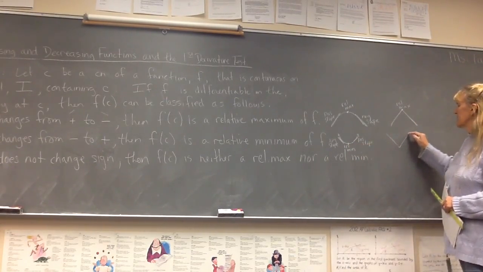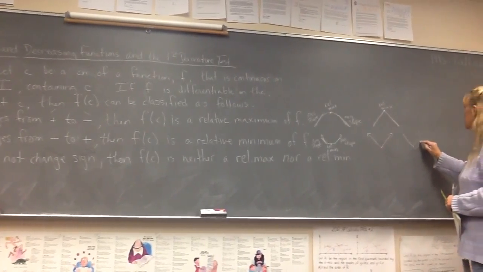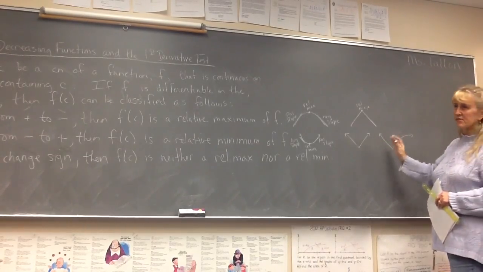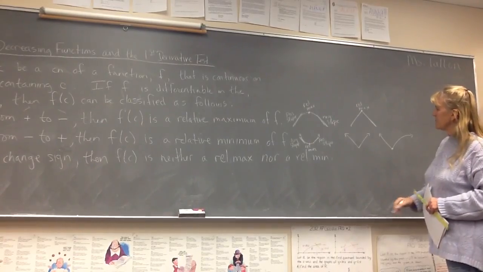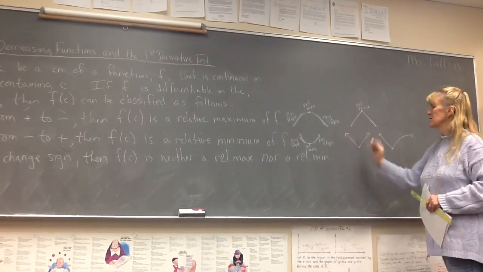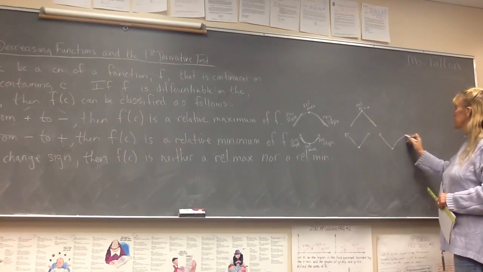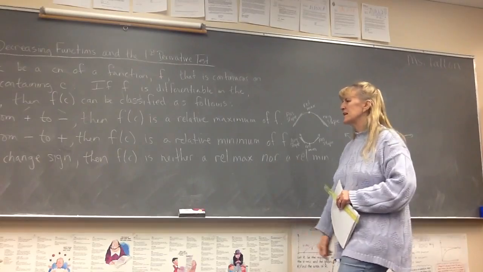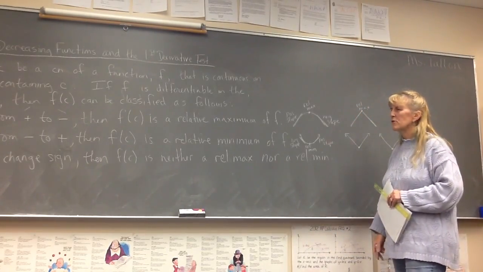Same thing, absolute value function, or maybe we have something that does something like this. Be weird, still a function. For each x, there's exactly one y, so here we'd still have a cusp. Either way, negative slope, positive slope, relative min is in the middle. If we have no sign change, then f of C is neither a relative max nor min.